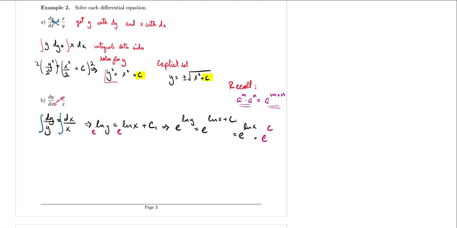Alright, C1. Okay, now, here's a question. If we have e raised to a constant, isn't this still a constant? So this is still some other constant. So we're going to have here e to the ln of y equals c times e to the ln of x. Okay, now at this point, we're going to cancel the exponentials and the logs.